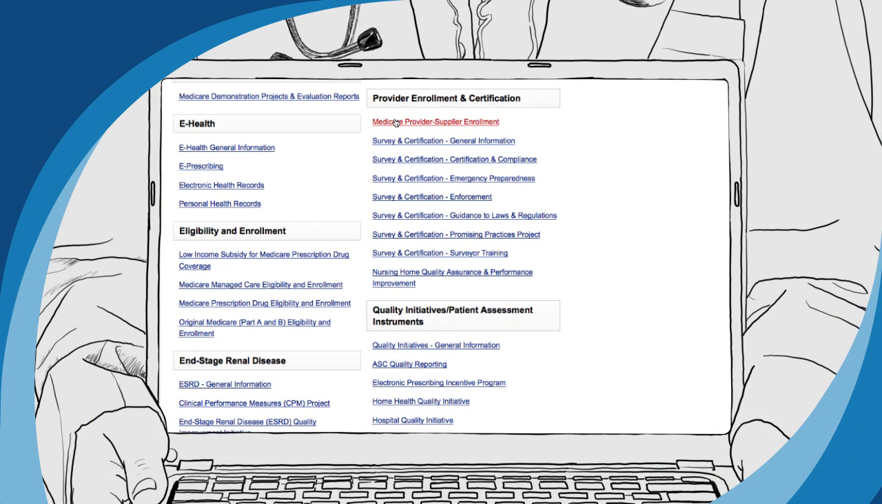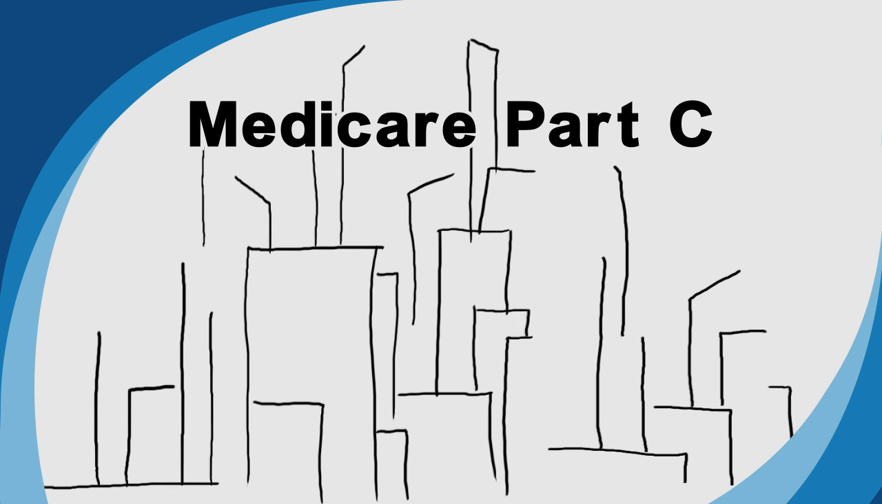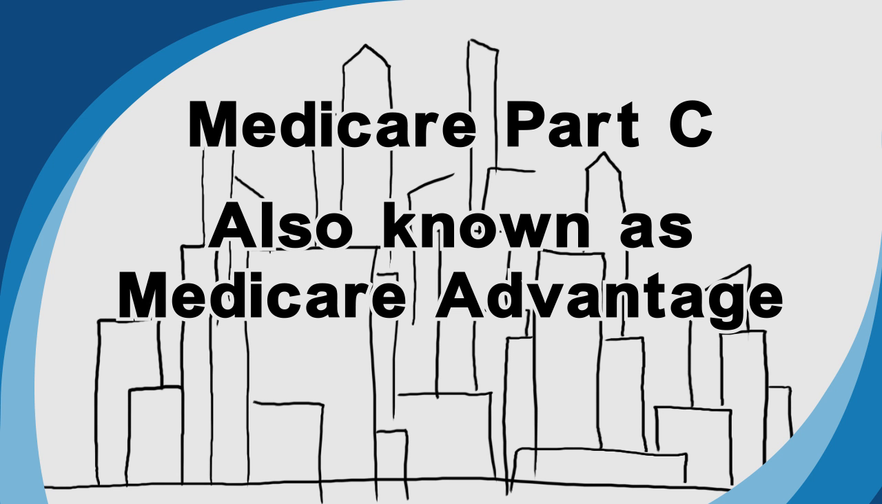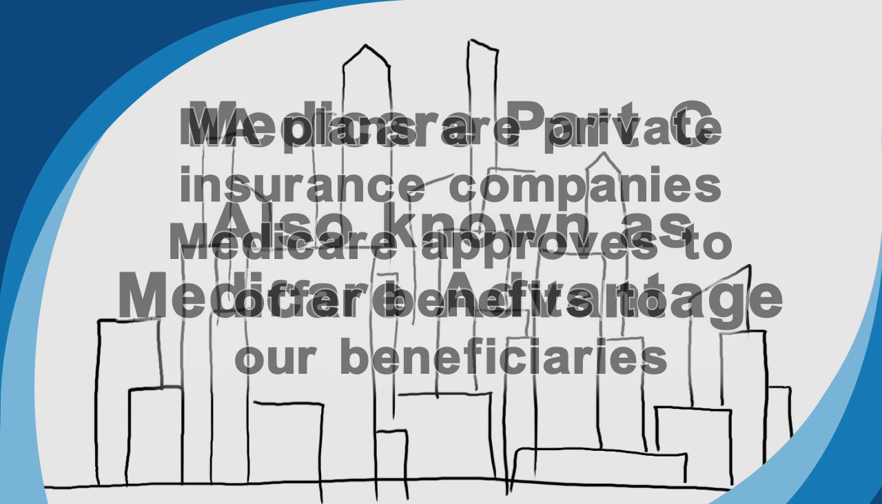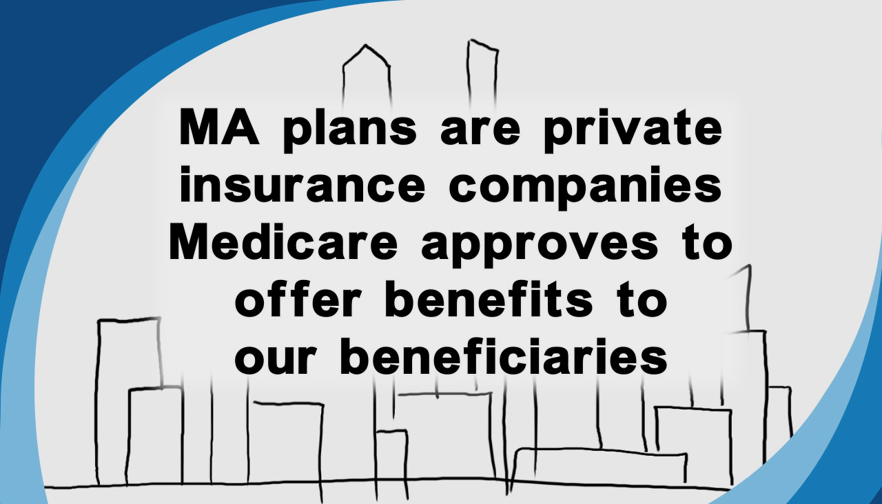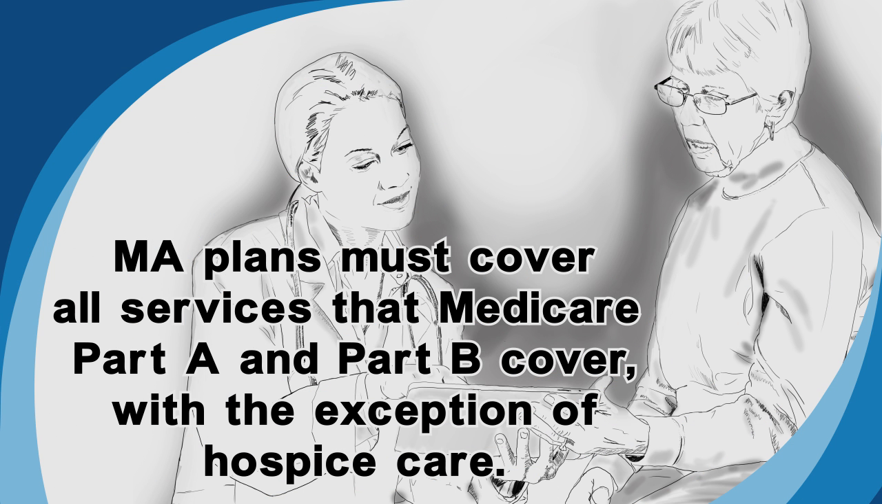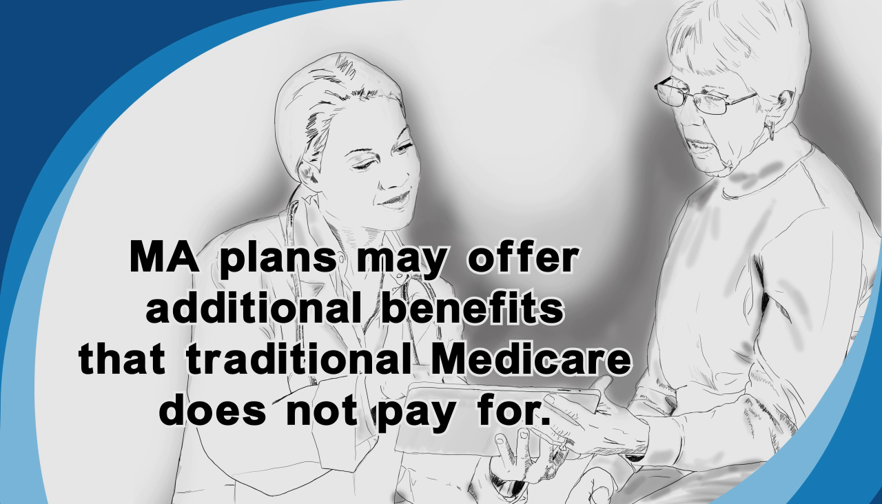for more information. Medicare Part C, which we often call Medicare Advantage or MA, is another option Medicare beneficiaries can choose. MA plans are private insurance companies Medicare approves to offer benefits to our beneficiaries. MA plans must cover all services that Medicare Part A and Part B cover, with the exception of hospice care. In addition, MA plans may offer additional benefits that traditional Medicare does not pay for.